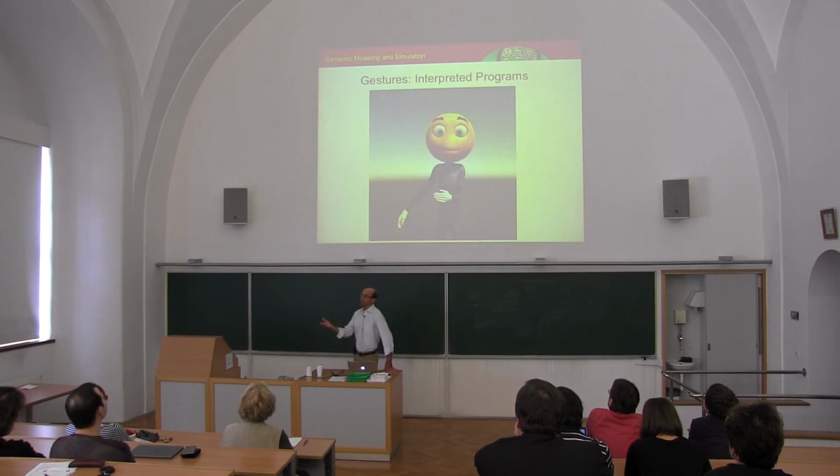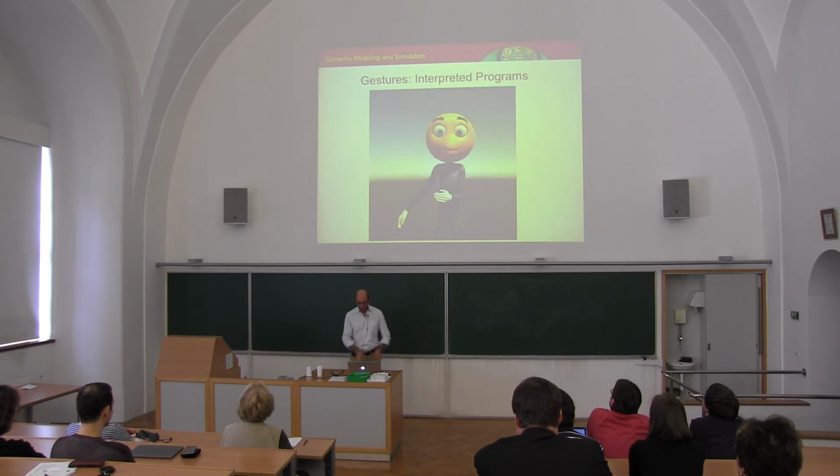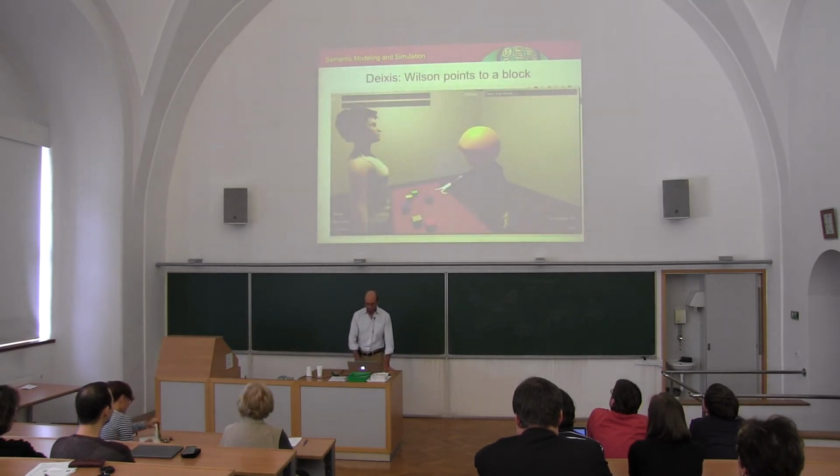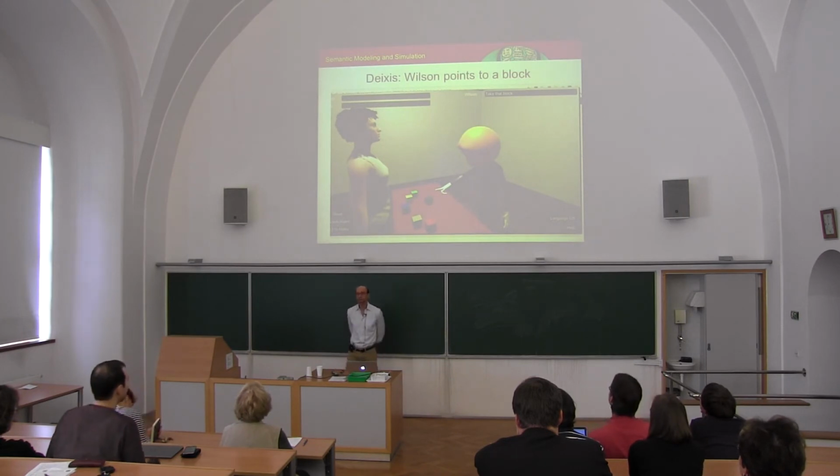So in our simulation model, this is Wilson, because he looks like the soccer ball from the Tom Hanks movie, what's it called? Castaway or something? Anyway.